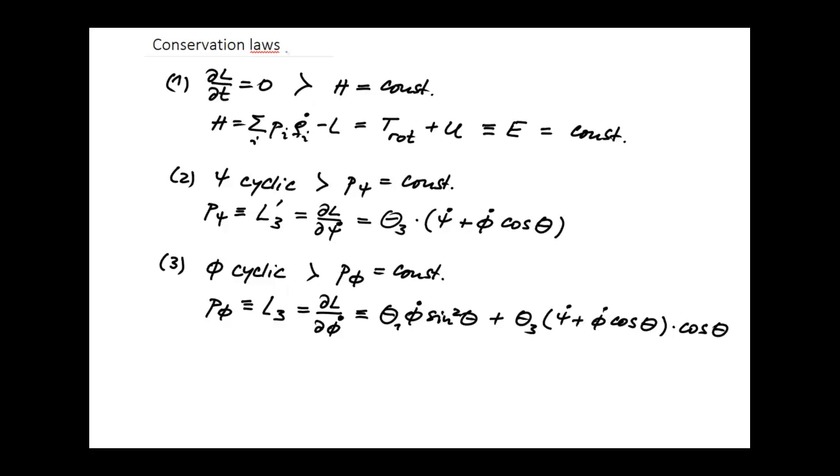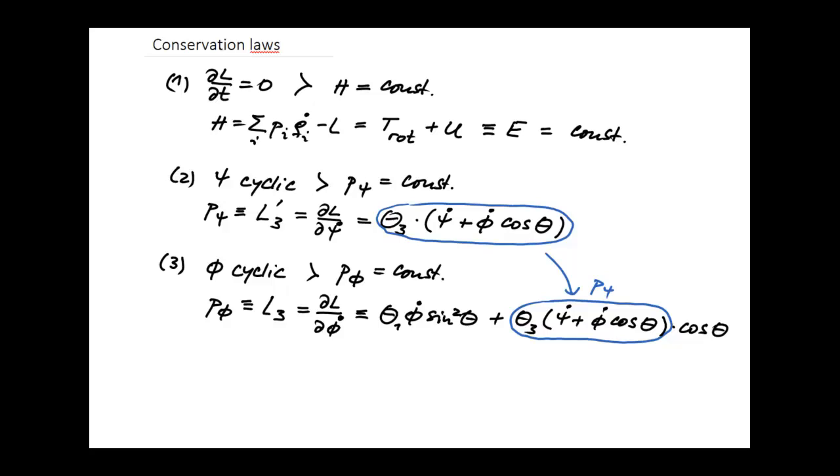Here you observe that this part here is identical to that one here. So in fact, what I encircled in blue, you can replace by p_psi, which is also a constant of the motion. So the two constants of the motion associated with the cyclic coordinates are p_psi and p_phi, and in the expression for p_phi enters also p_psi.